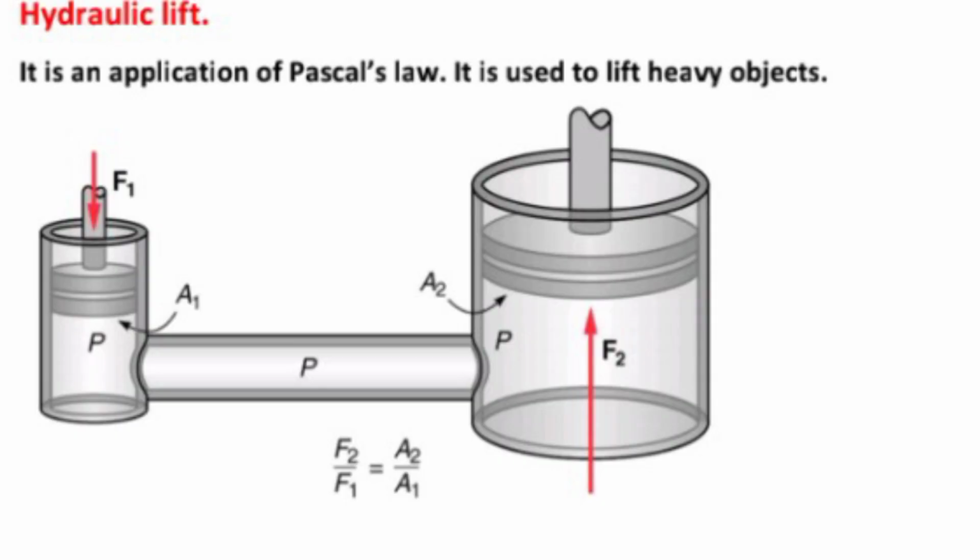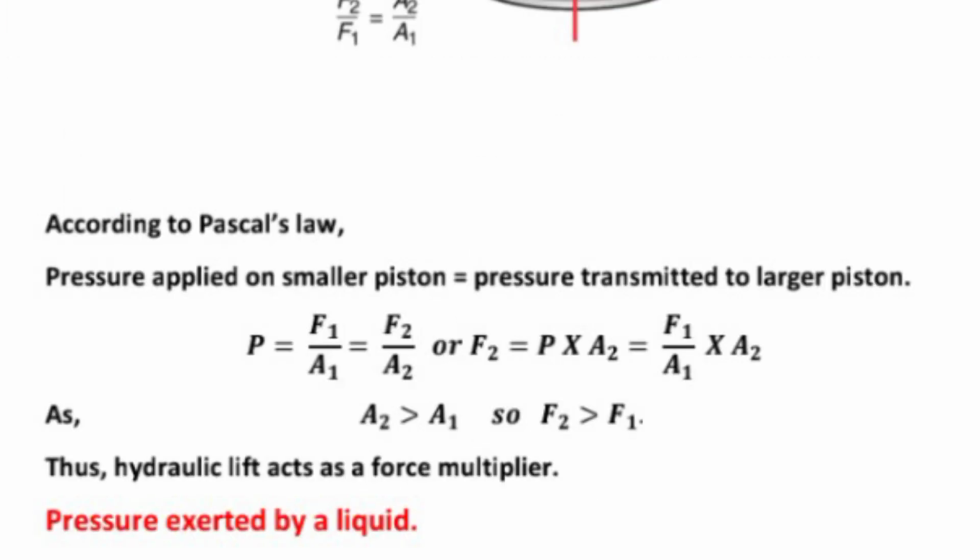Hydraulic lift. What is hydraulic lift? It is an application of Pascal's law. It is used to lift heavy objects. According to Pascal's law, pressure applied on a smaller piston equals pressure transmitted to the larger piston. P equals F1 upon A1 equals F2 upon A2. Here A2 is greater than A1, so F2 is greater than F1. Thus, the hydraulic lift acts as a force multiplier.